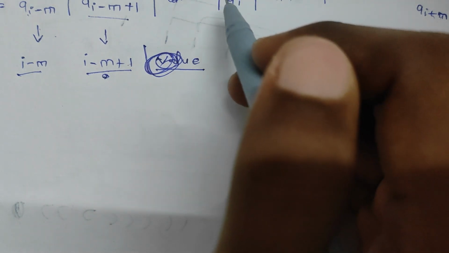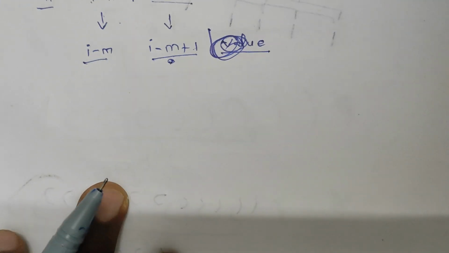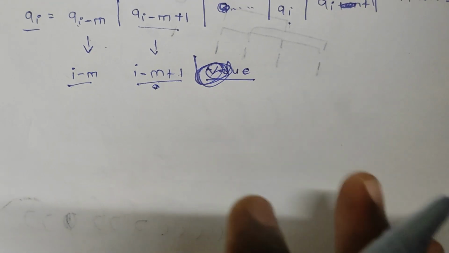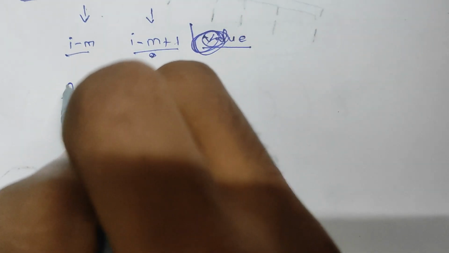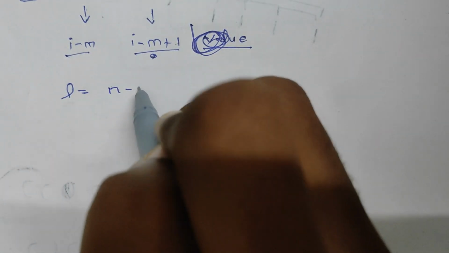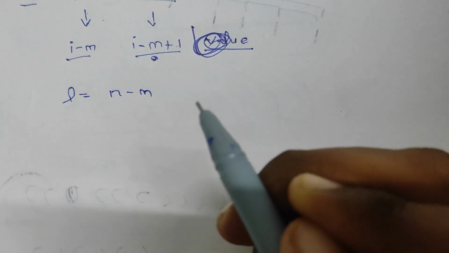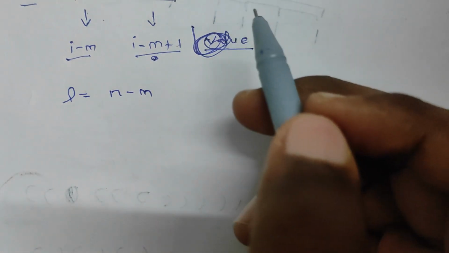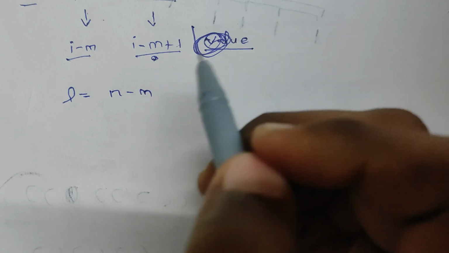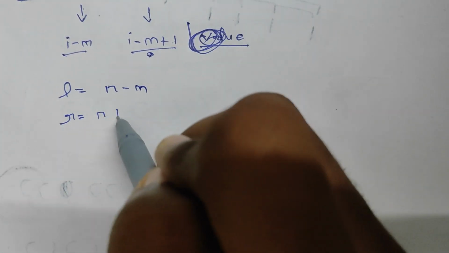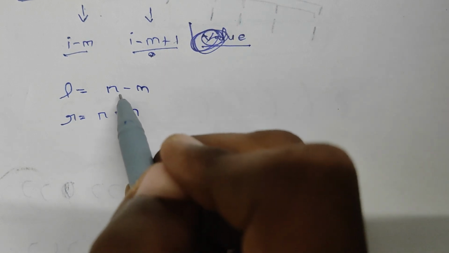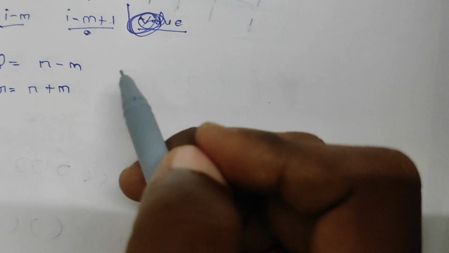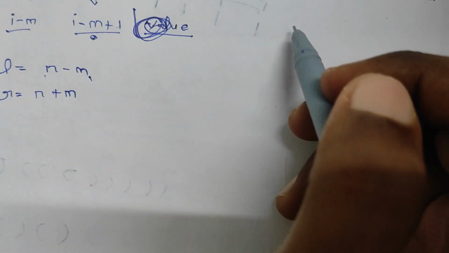So to compute the answer, we will find the left bound. The left bound L is equal to n minus m, where n is the value they will give us to find the value after performing all these operations, and R will be equal to n plus m. Now we will iterate through all the bits of L.